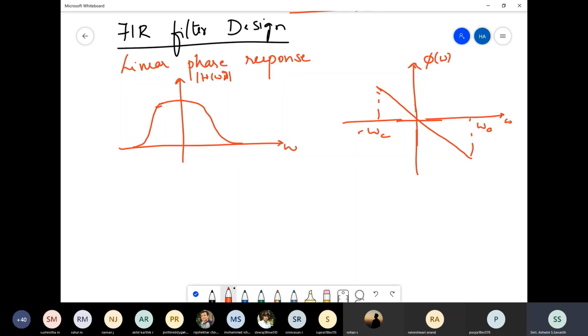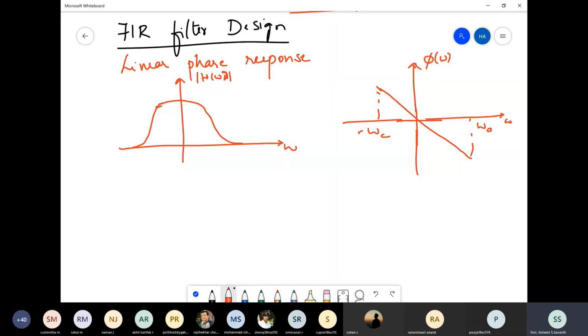Whereas if phase distortion is tolerable in some applications, we can just make use of an IIR filter. Again, it depends on the application that you are trying to use. So that's how the FIR filter is going to be.